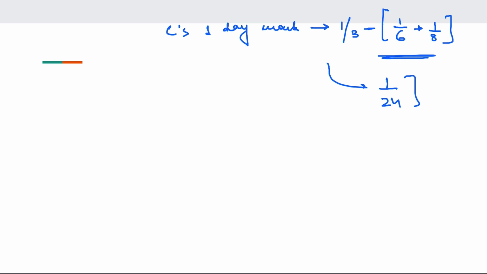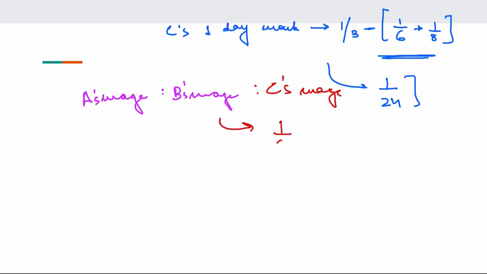Now A's wage is to B's wage is to C's wage is going to be what? Simple. A's wage to B's wage. Now here this apostrophe S, do not come at me that you are saying A's but writing A wage. So C's wage is going to be what? It's going to be 1 by 6 is to 1 by 8 is to 1 by 24.